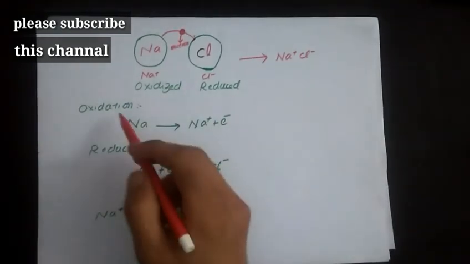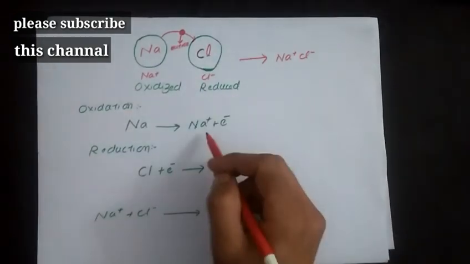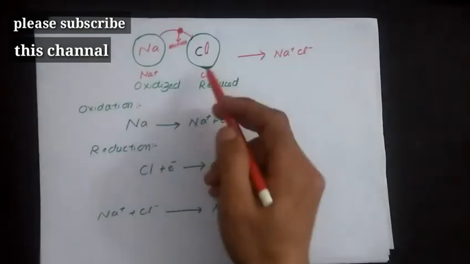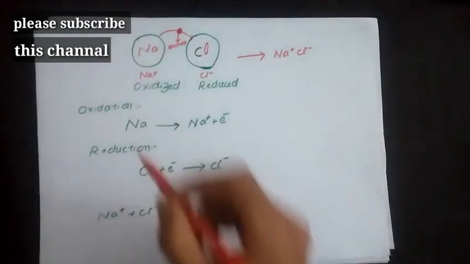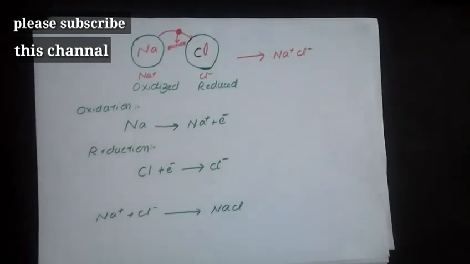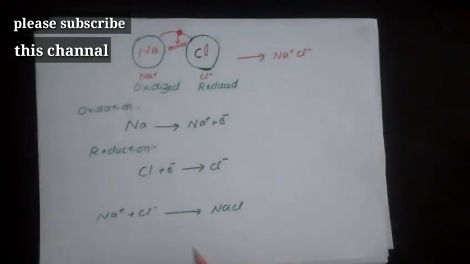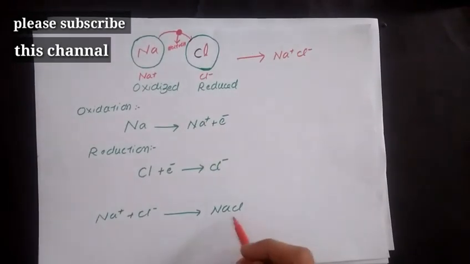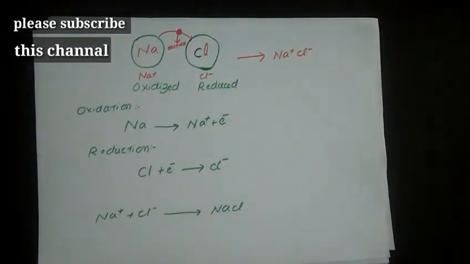So you can see here in oxidation, sodium loses electron, right? So this is oxidation. In reduction, chlorine gains electron, right? Chlorine gains those electrons and it becomes Cl minus, right? So this is reduction. So these sodium and chloride ions react to form NaCl, which is sodium chloride, a table salt, right? So this is all about oxidation and reduction.